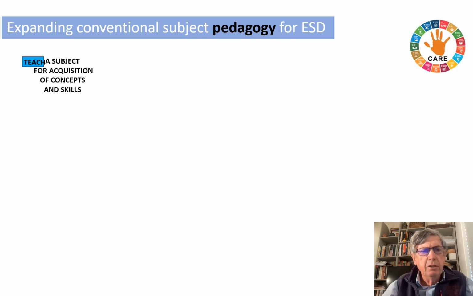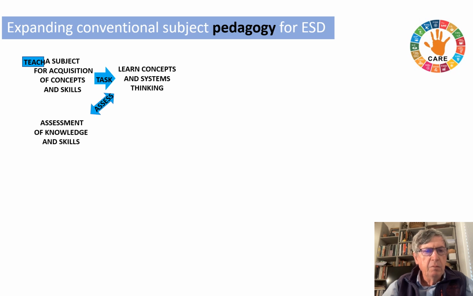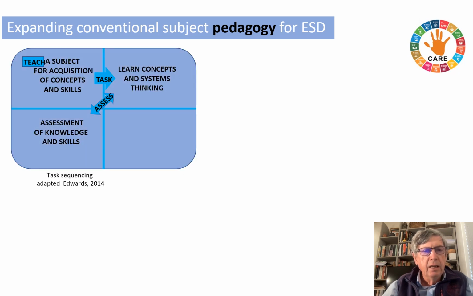Well, conventional pedagogy involves teaching a subject for the acquisition of concepts and skills. And as good teachers, we often then task the students to learn concepts and to develop systems thinking. And then what we are required to do by the curriculum is to assess the knowledge and skills that have been acquired. Now, if we take this as a task sequencing process, working from Edward's work on task sequencing, then there's not a lot of space for learner agency.